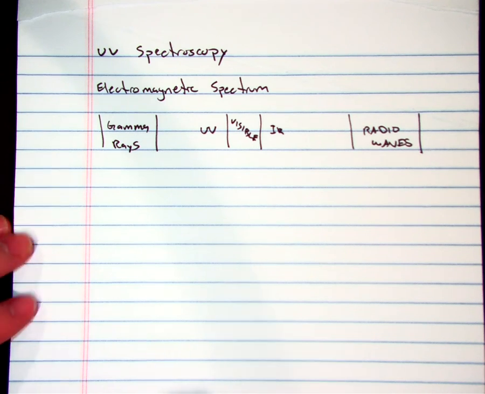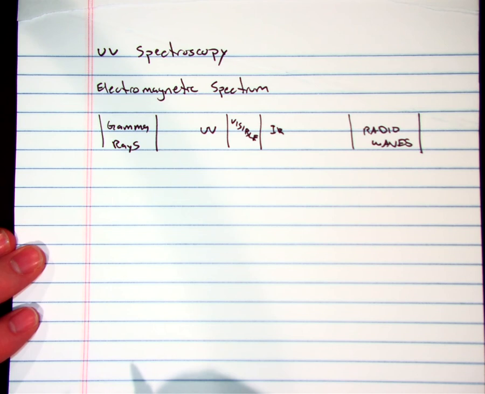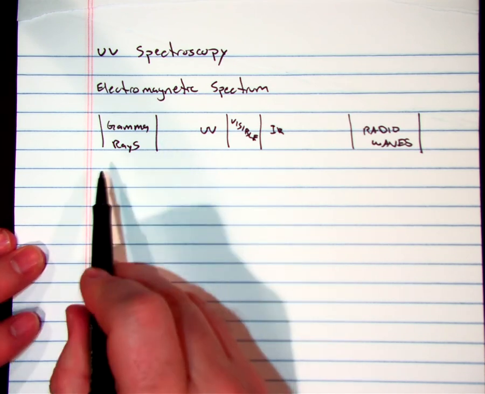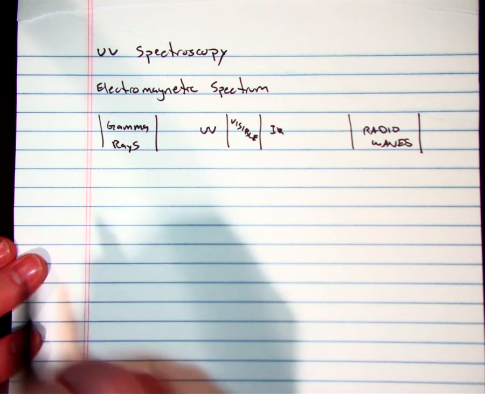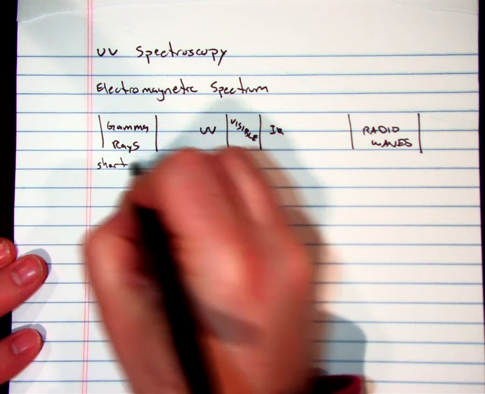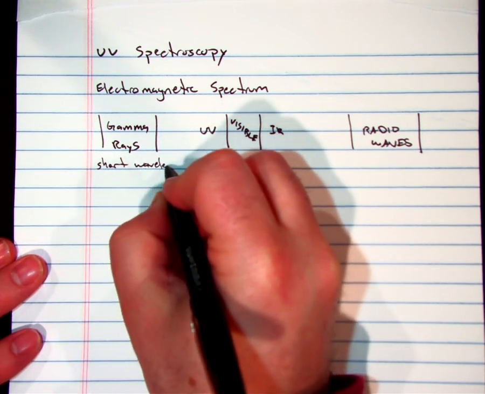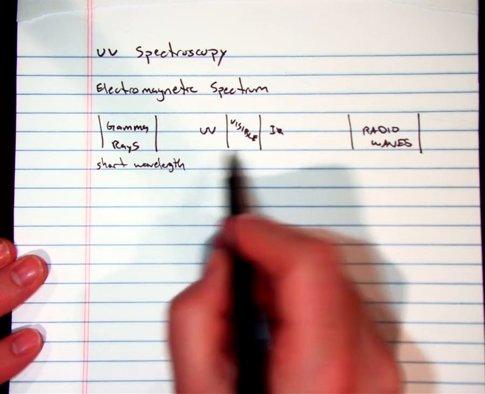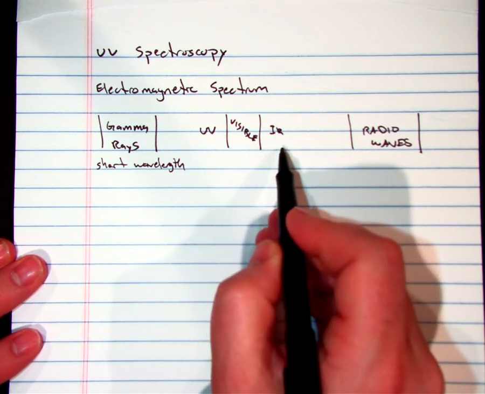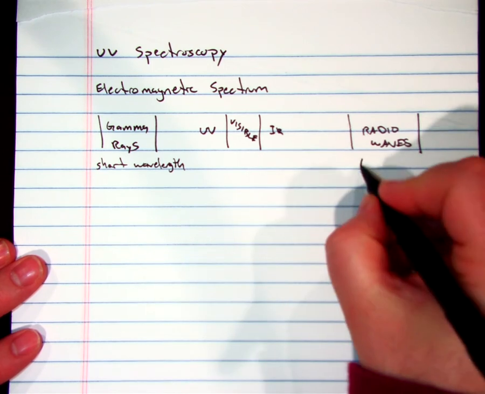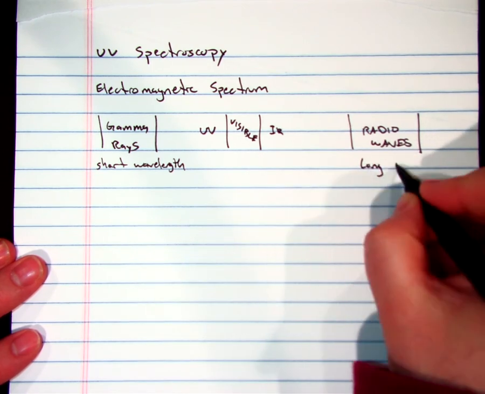So let's talk a little bit about UV spectroscopy. I want to start off by reminding us about the electromagnetic spectrum. If we look at the electromagnetic spectrum, on one end we have these gamma rays, and the gamma rays have a very short wavelength. And we transition to things like UV, and then there's the visible region, and then IR, and on the other extreme we have radio waves, which are very long wavelengths.